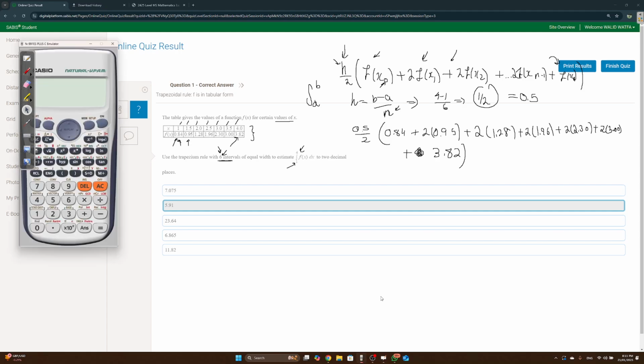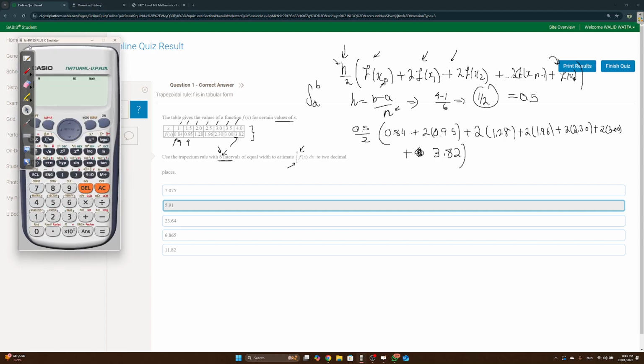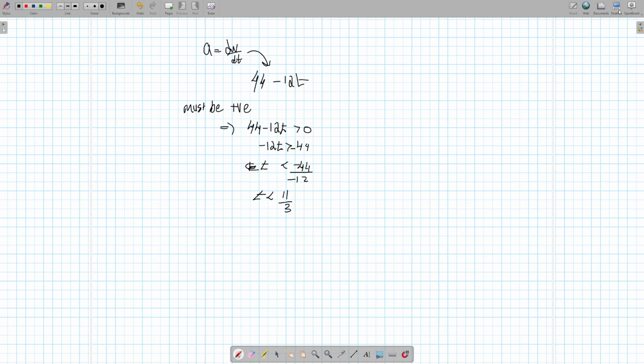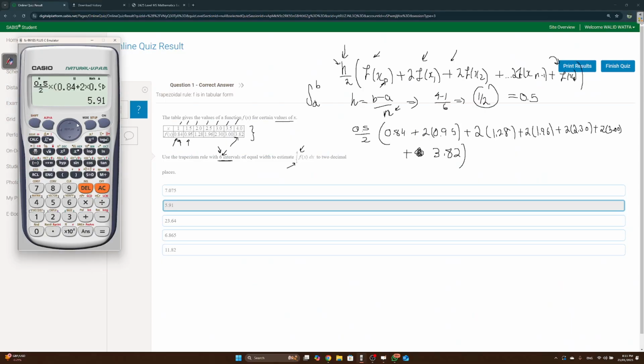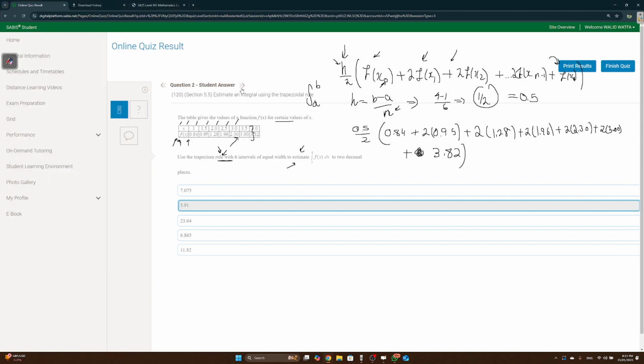So we can do this on our calculator. Let's do 0.5. I'm just going to cut to where I put it on the calculator. As you can see here, it's 5.91. You can read over this if you want, but I just plugged in all the values. Question 2.